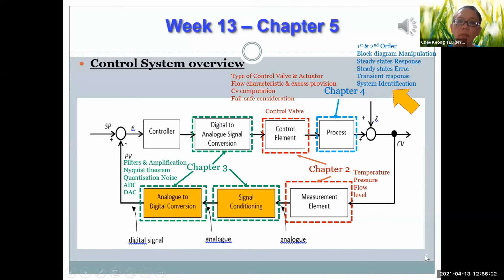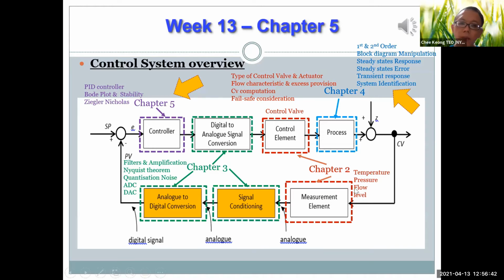Chapter 4 in the previous lesson. Now, in Chapter 5, we are going to introduce another block called the controller. The purpose of the controller is to modify the response of the system such that the system is stable and some of the timing specification is met.